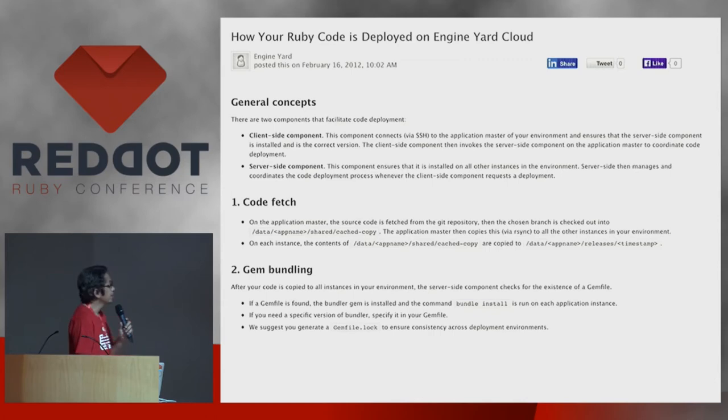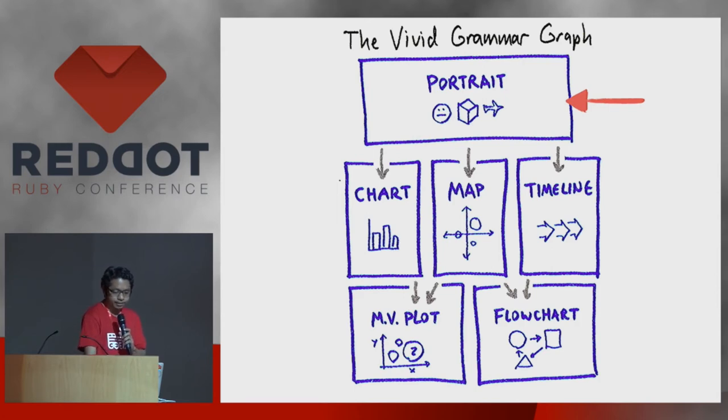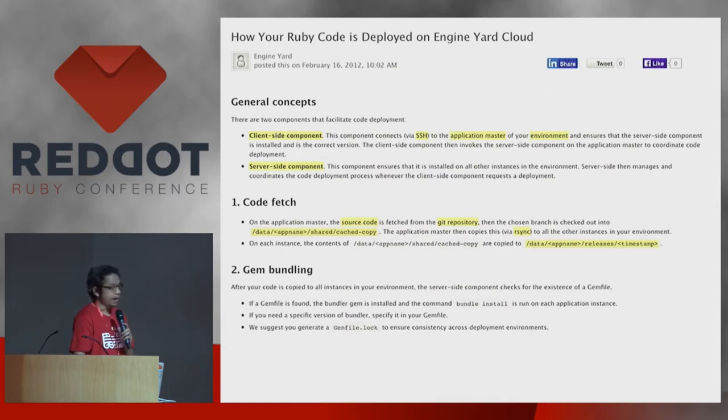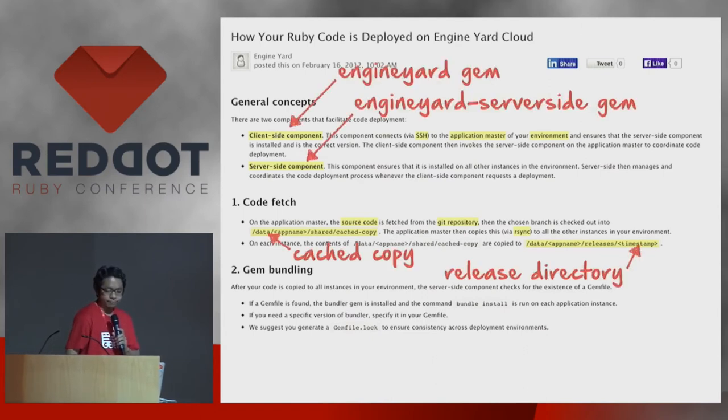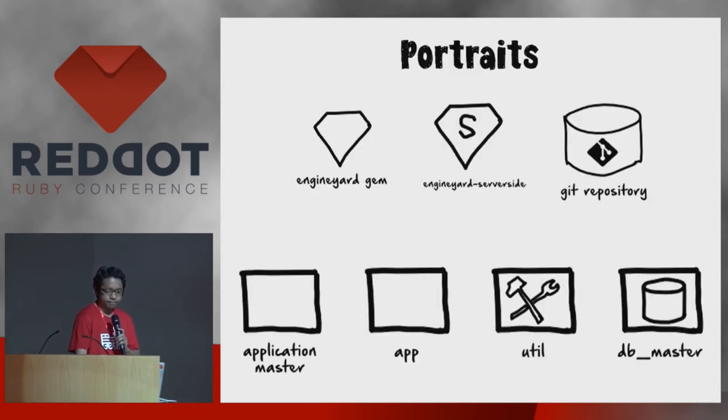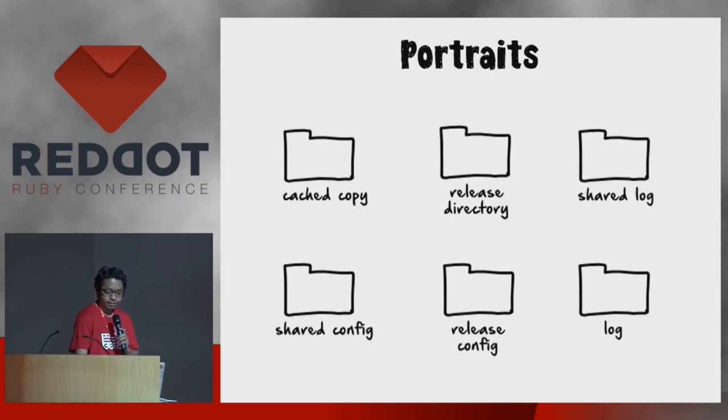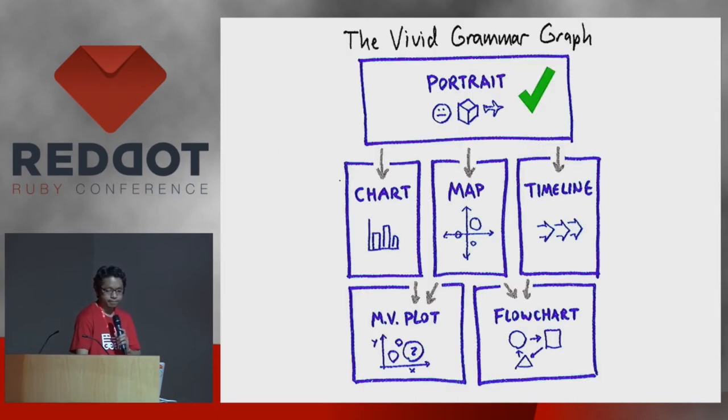This is the EngineYard deployment guide. It's pure text. First, let's apply the framework. We start by creating portraits. We highlight the nouns. And we give them better names. And then we create portraits for them. More portraits. We have our portraits. We're going to skip the charts because we're not talking about numbers in deployment.